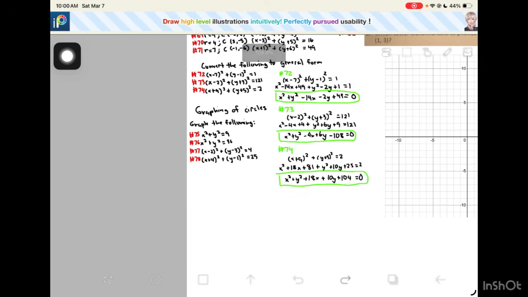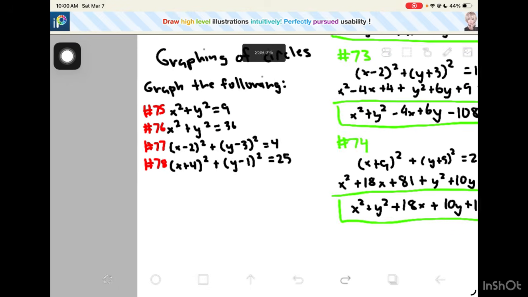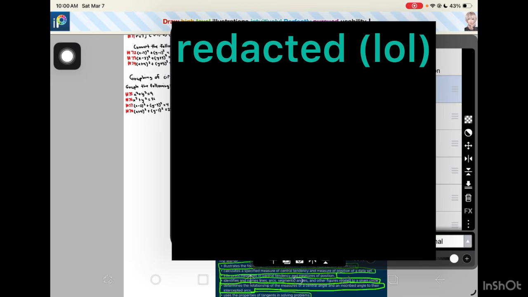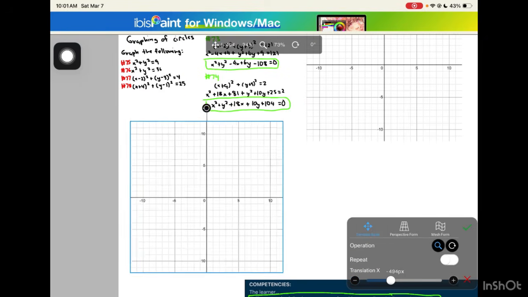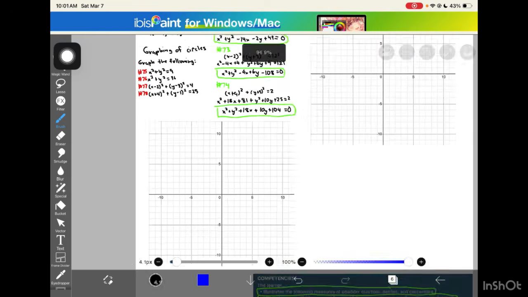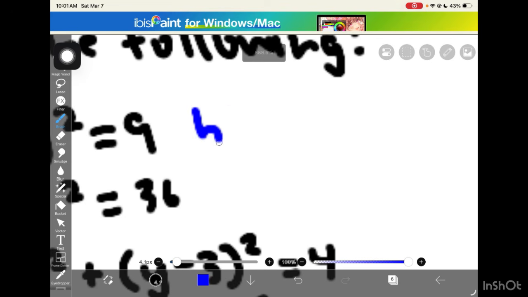Okay, now it's time for graphs, and I will just use different colors for this one. So let's start with number 75. I'm gonna pull up an extra Cartesian plane. So I have an additional Cartesian plane. Let's use number 75 as the blue one.